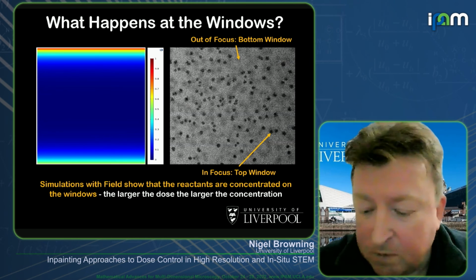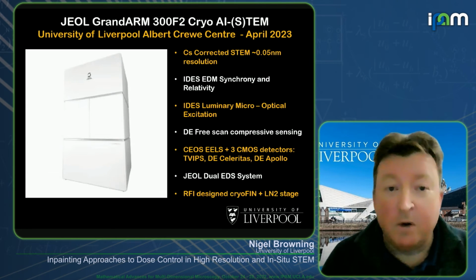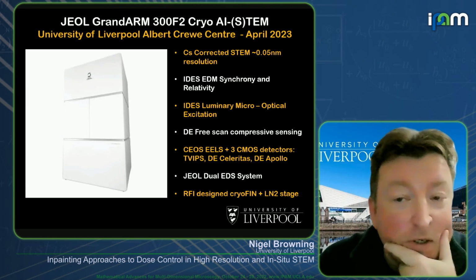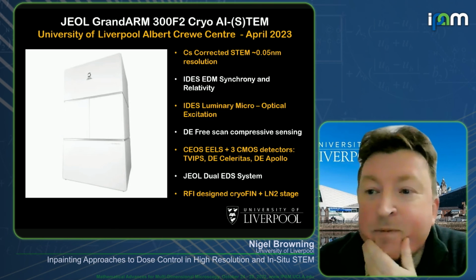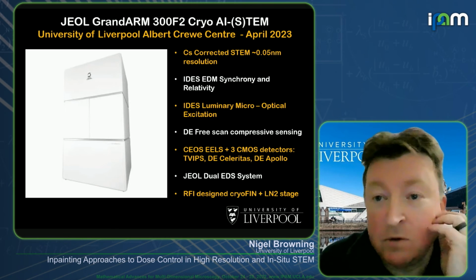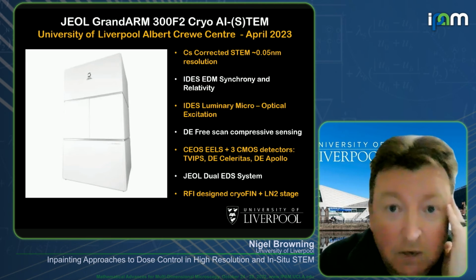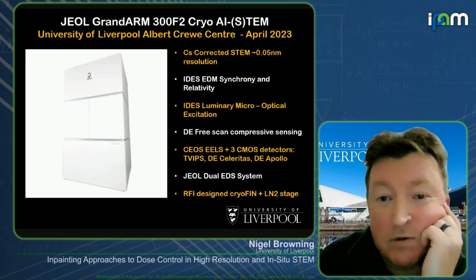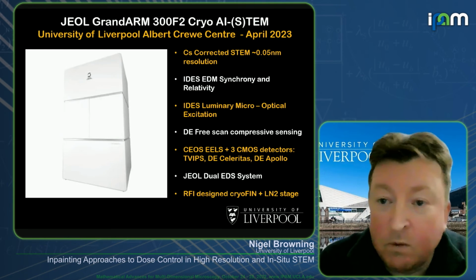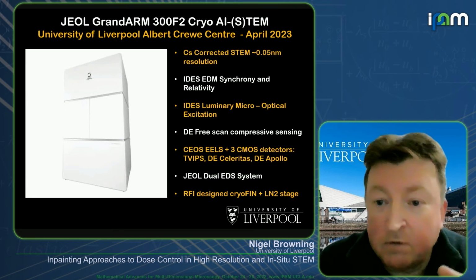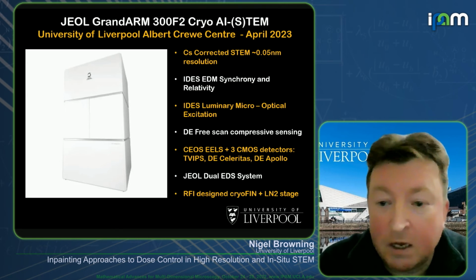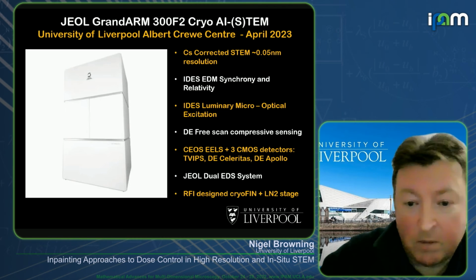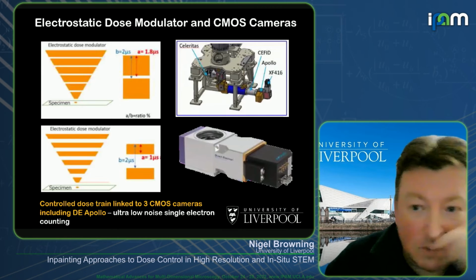Now, I've used up all my time, but I had some more stuff I was going to do. I'll quickly say that we've actually designed and are buying a microscope to do all of this subsampling directly. This is a new JEOL microscope, a 300 F2 Grand ARM that will be coming. It was January, now it's April because we can't get the room ready in time. But it will be CS corrected in STEM, have a lot of the IDES controllers in there, the Direct Electron free scan, a dual EDS system, and also 3 CMOS detectors.